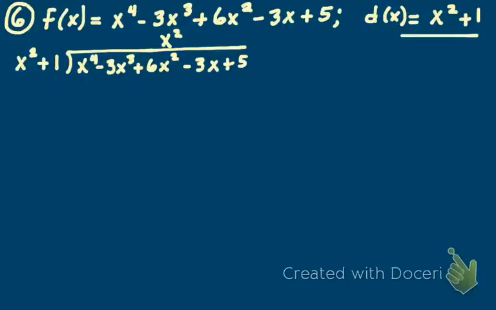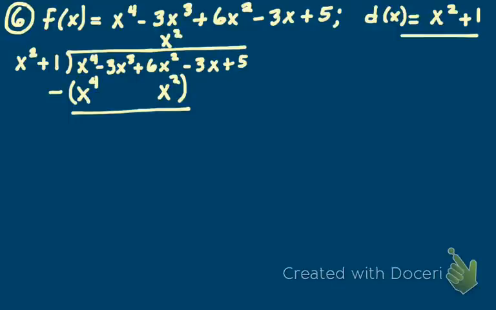So x squared times x squared is x to the fourth, and then x squared times 1 is x squared. I don't want to write that under the cube, so I'm going to write it under the squared term. And just like in good old long division, we're going to subtract what we just got from the terms that are there and bring the result down.